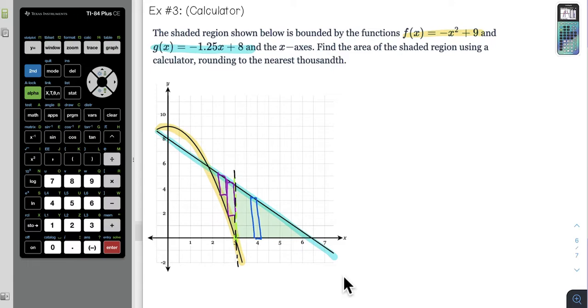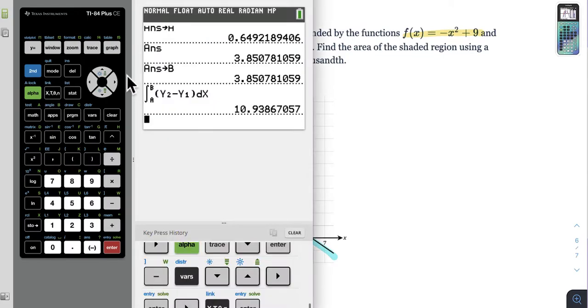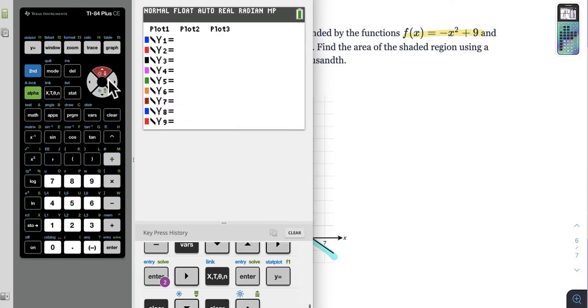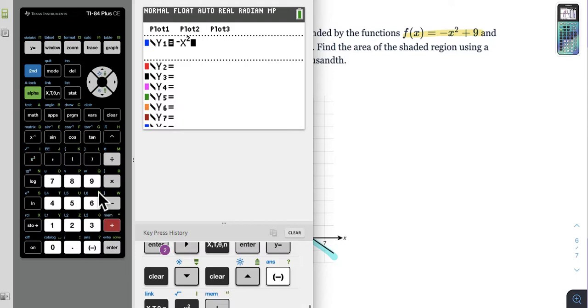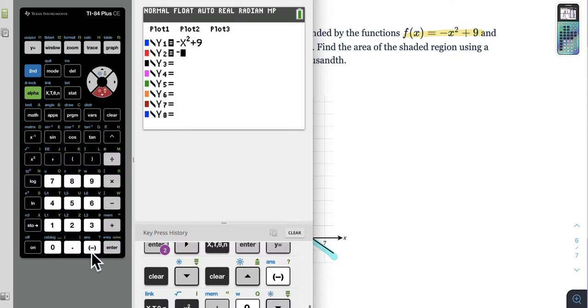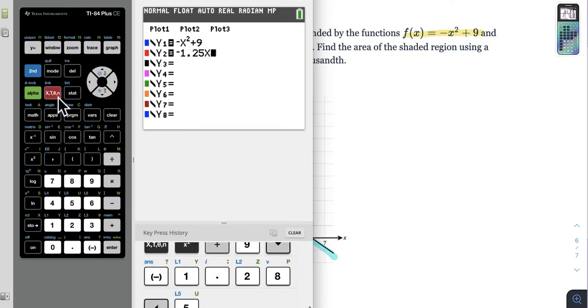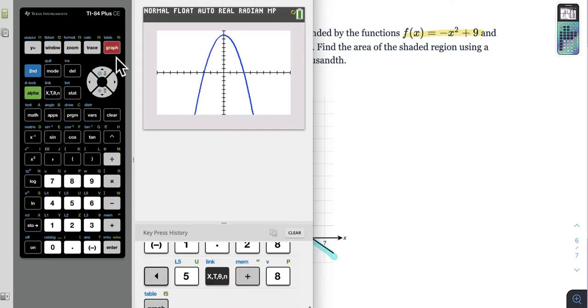So I need to figure out where these intersection points are. I can see here that this is probably a 3, but I need to know where those points are. So we are going to have to go over to our graphing calculator. Let's see, f of x is negative x squared plus 9. And then I got negative 1.25 x plus 8. I was getting ahead of myself in my head. So I'm going to graph that.